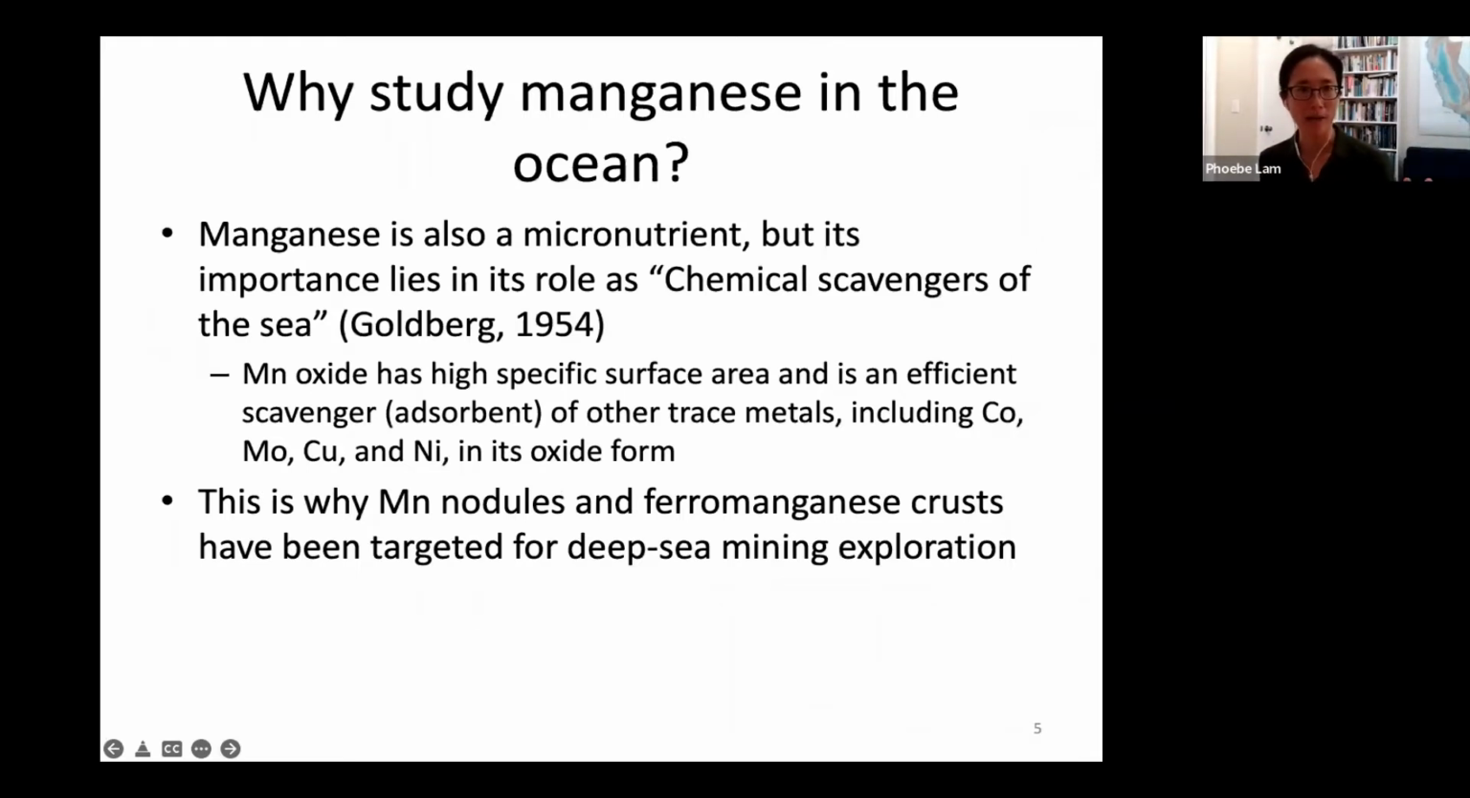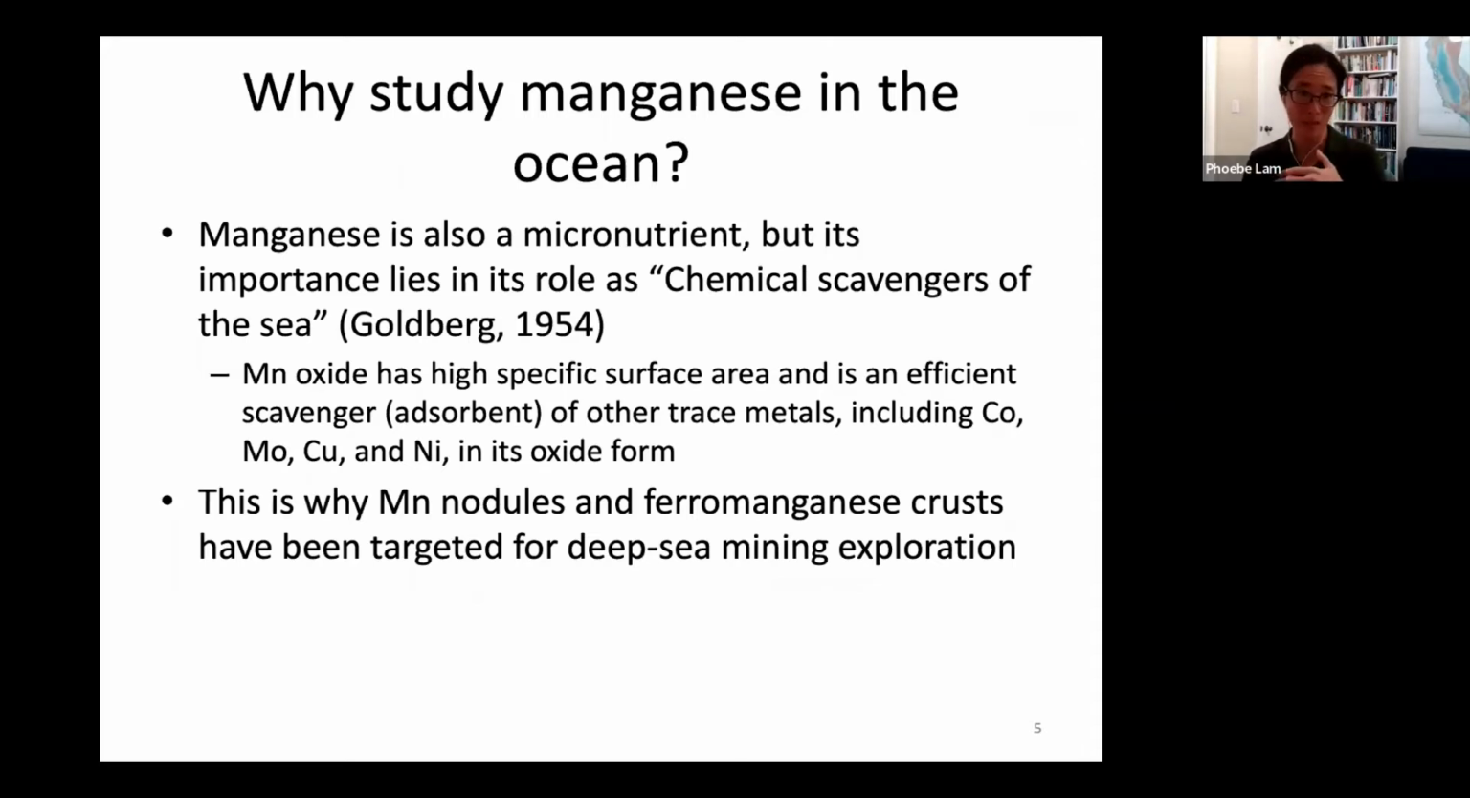So I'll move from iron to manganese. Manganese is also a micronutrient. It's not nearly as important of a micronutrient in that it is never or rarely the limiting nutrient. It doesn't control productivity. It's absolutely necessary, but it's not the thing that is keeping growth.